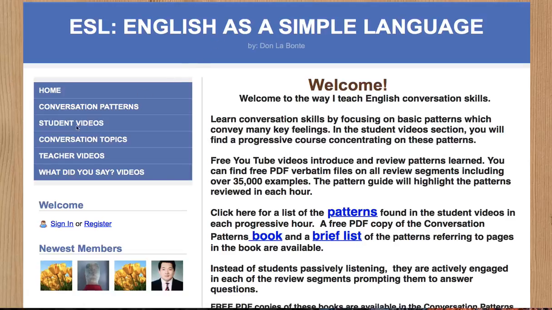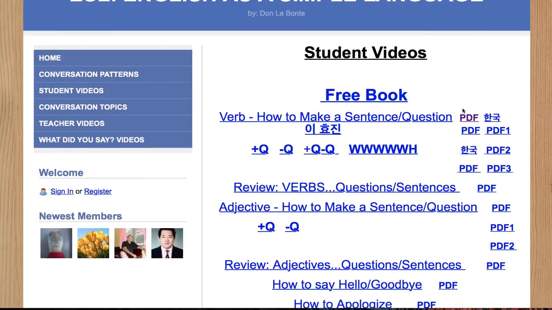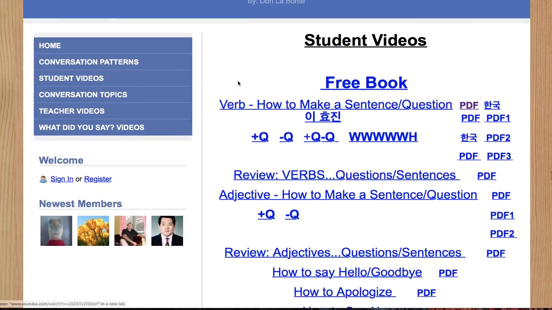So what I do is, if you go to the student video section here, you simply tap this and the student videos come up. In the beginning, the first two major sections briefly go over how verbs, the sentences and the questions are made, and the adjectives and how the sentences and questions are made.